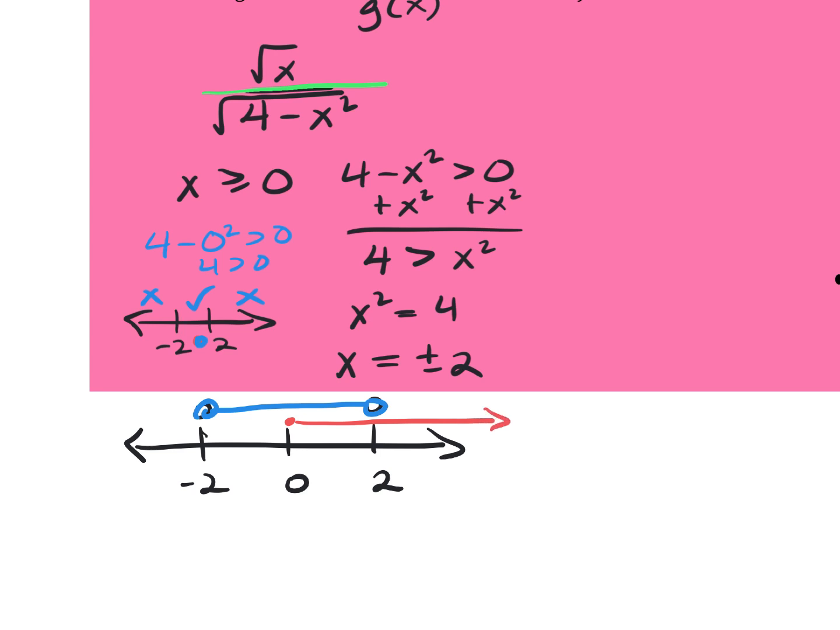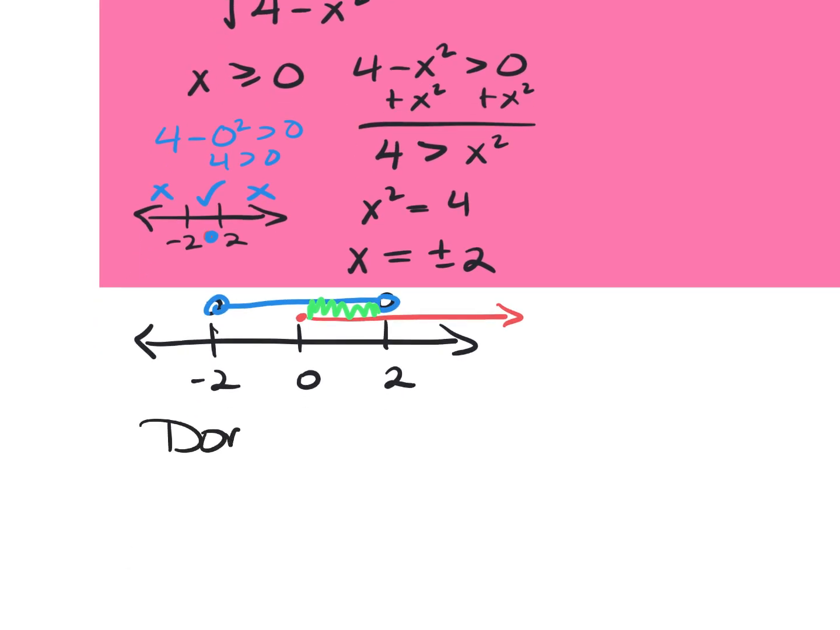But remember, the domain is a combination. It's where the intersection is. So the only thing that's in common is right here. So my domain is only going to be the green, and it's going to be from 0 to 2. Actually, it's going to be a parenthesis around 2 because of the open circle. So this is going to be the domain of the combined function.